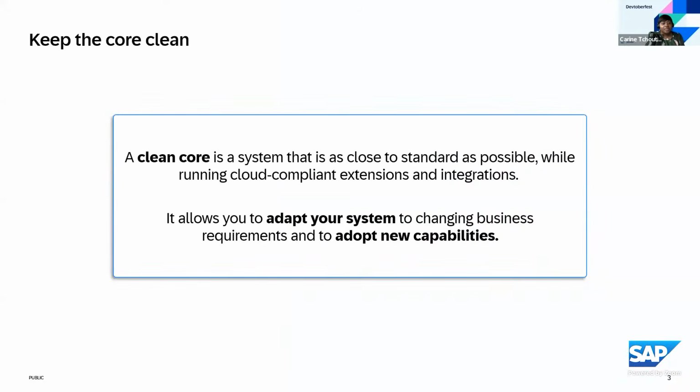Maybe before we start, a quick definition of what keeping the core clean means. A clean core is a system that is as close to the standard as possible. So it's always a question of avoiding extensions whenever possible. That means always first checking what is provided by the standard solutions, while running cloud compliant extensions and integrations, of course. Clean core has different dimensions. Besides extensibility, we have data, landscape, business processes, and also operations.